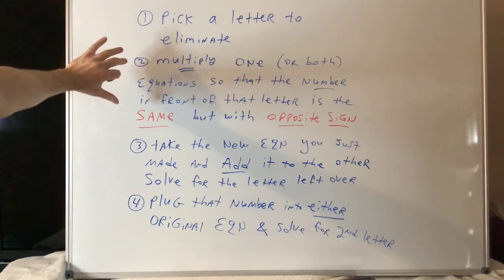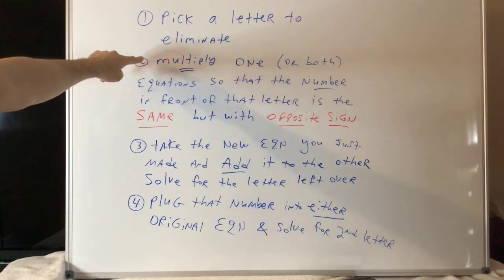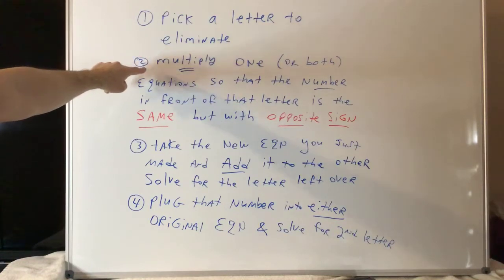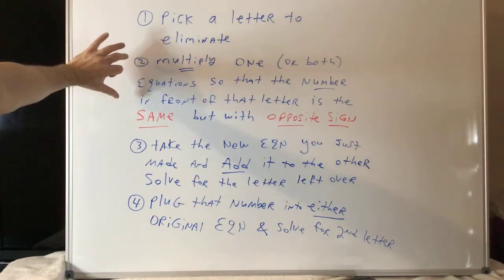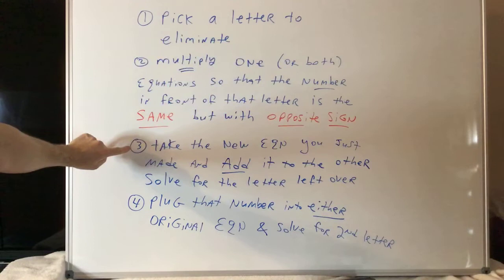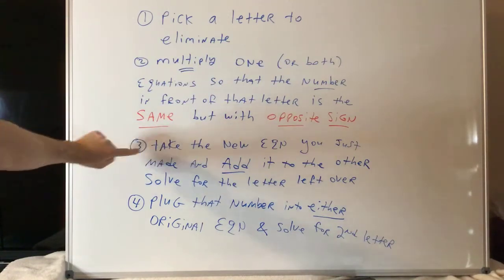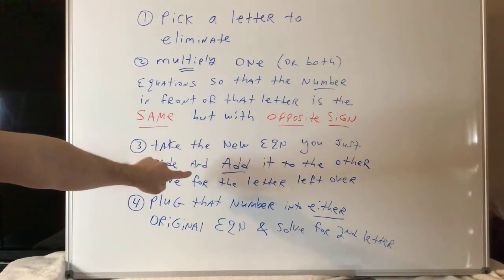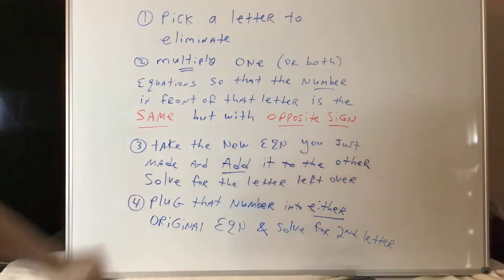Once you've created the new equation, so step 2 is making a new equation. It's taking one of the equations and altering it. You are multiplying it by something like 2 or 3 or -3. You're multiplying it to make a new equation. You take the one you just built, and you add it to the other one that you had in the original problem.